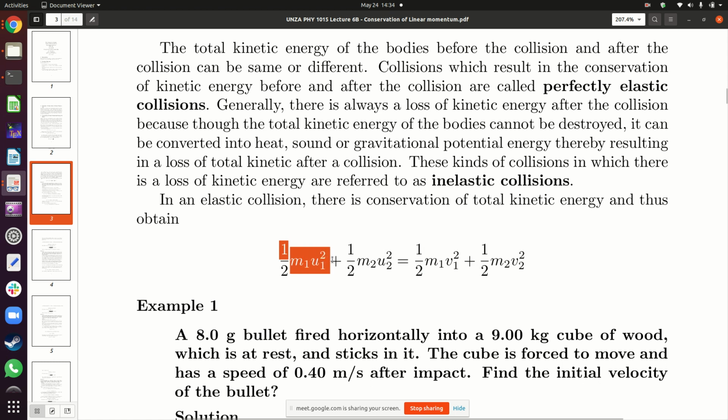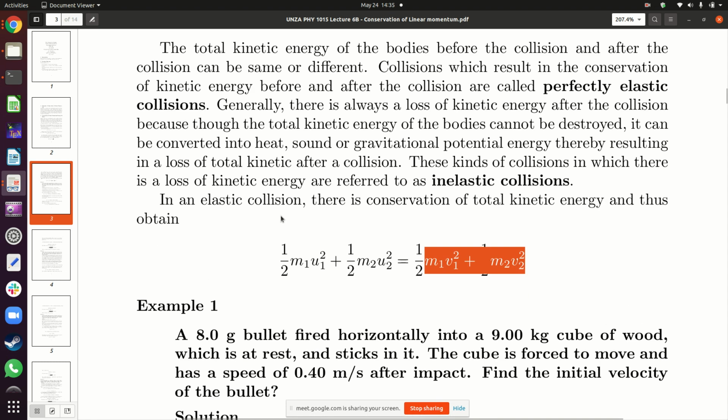This is a case where the total kinetic energy before the objects collide is equal to the total kinetic energy after they have collided, and this is what we refer to as an elastic collision. So when it comes to collisions, there are two types. If kinetic energy is conserved, we say it's an elastic collision. If kinetic energy is not conserved, we say it is an inelastic collision.